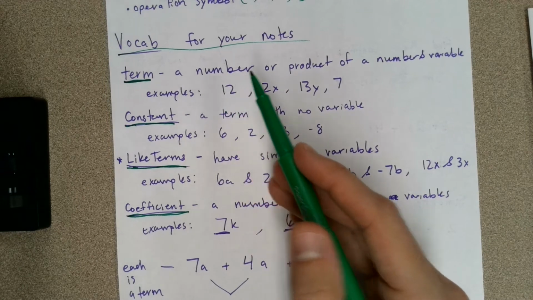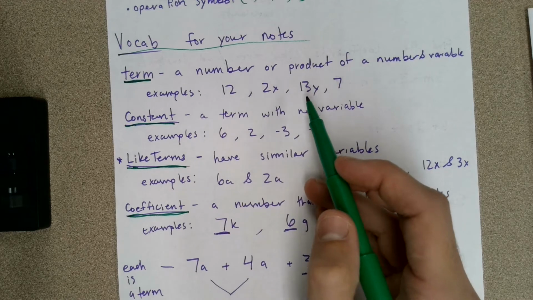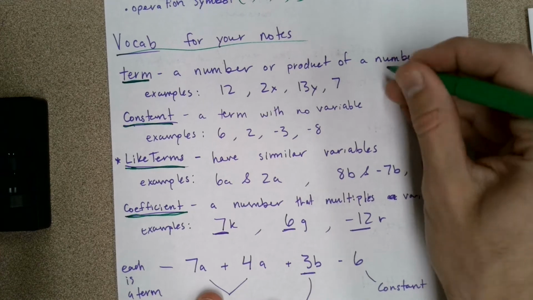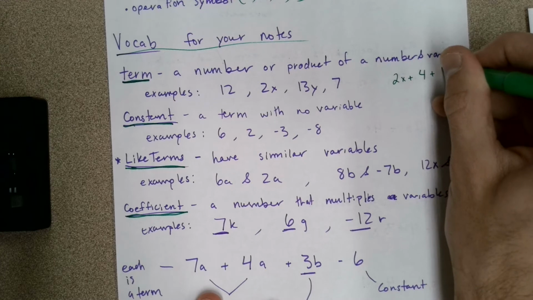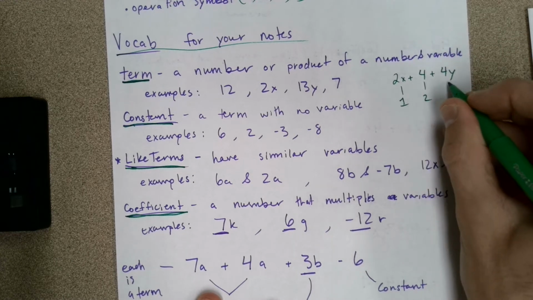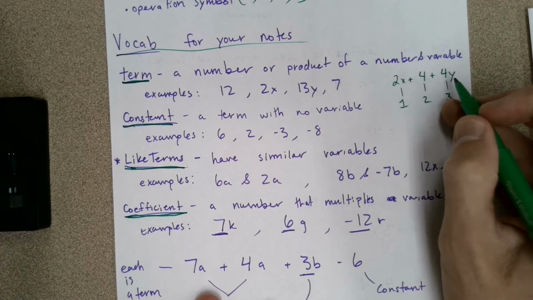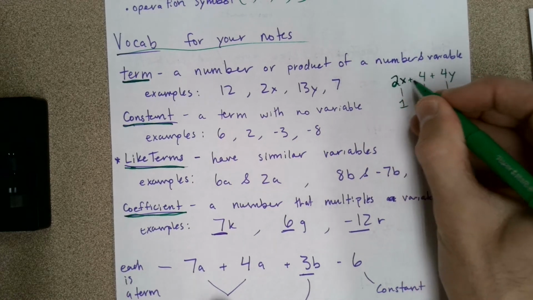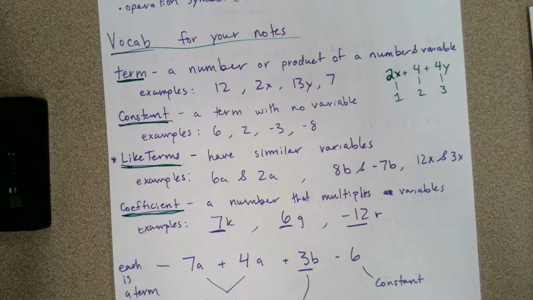A term is a number or product of a number and a variable. Example can be 12, 2x, 13y, 7. It can be a lot of different things. Basically what a term is when we write out a problem. So let's say I have 2x plus 3 plus 4y. Here's one term. Here's 2 terms. Here's 3 terms. Basically, a term is something that's separated from one another by some sort of operation. But notice that 2x together is not 2 terms, but it's 1 term. 4y is 1 term. So this is 1, 2, 3 terms right there.